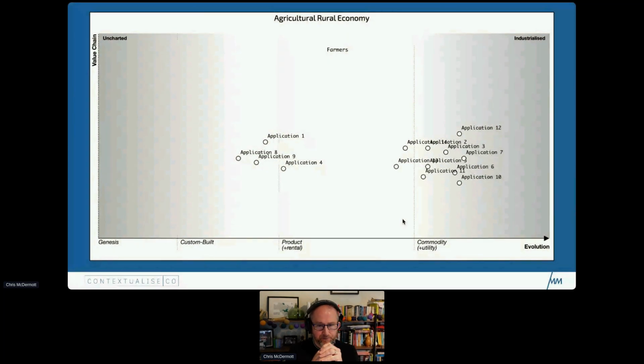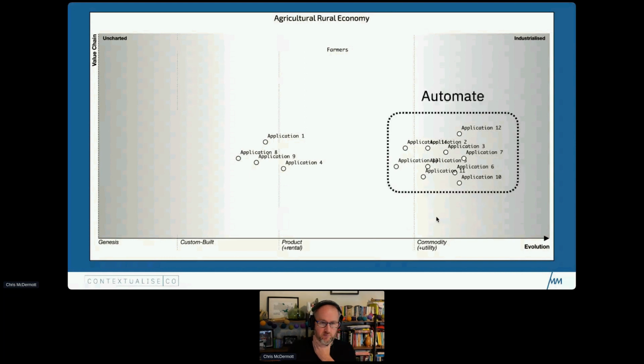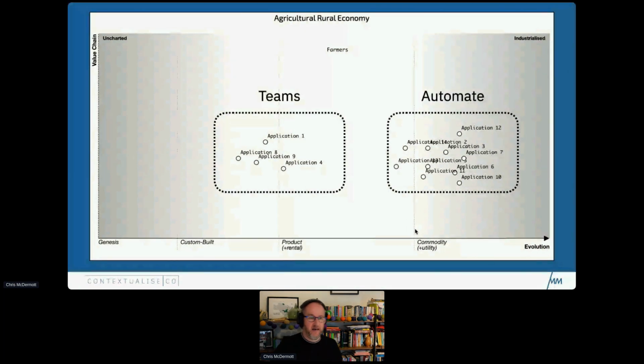So you can see here that on the right-hand side of the map, in commodity, you have a whole series of applications which have a very low variability. The processing of an application can be seen as very algorithmic, repetitive, ideal for automation. But for the rest, where there's a degree of complexity, they require some sort of heuristical evaluation. This is something that should be done by teams. So automate the commodities and have teams work on the more complex applications. So voila, you have potential for a strategy here informed by maps.